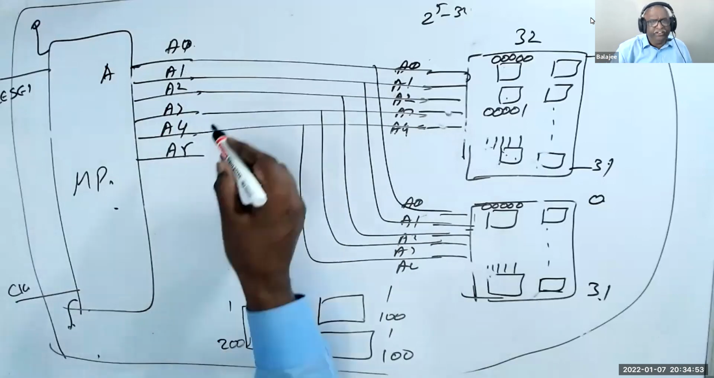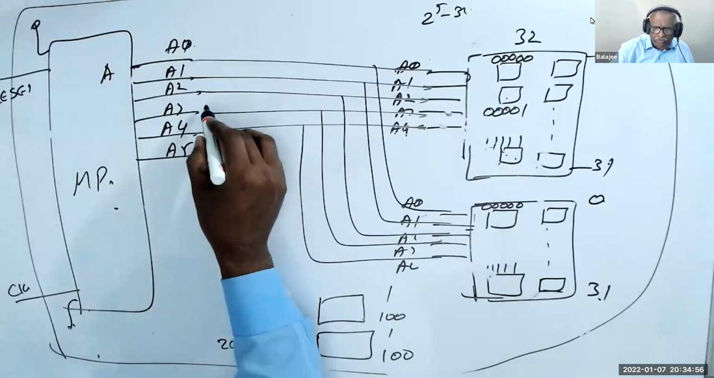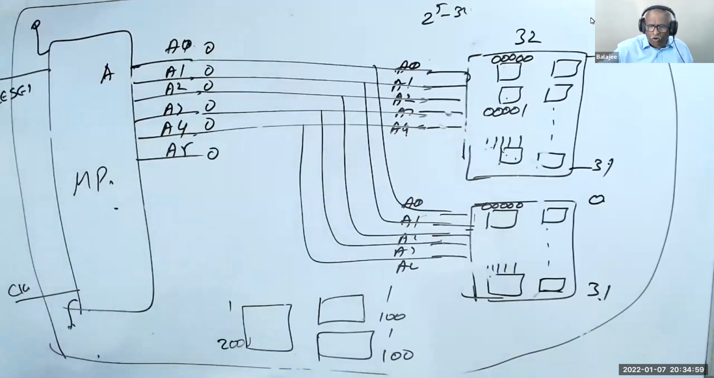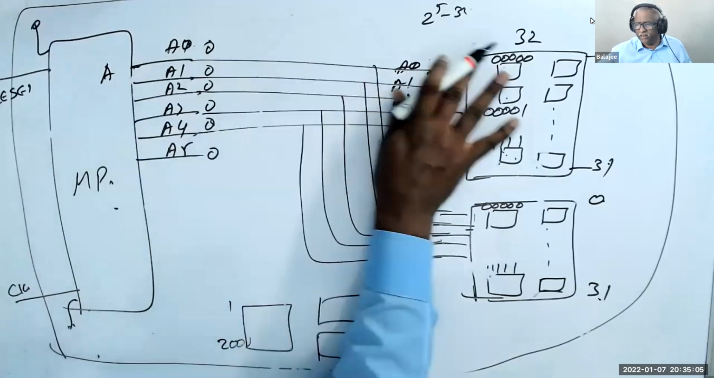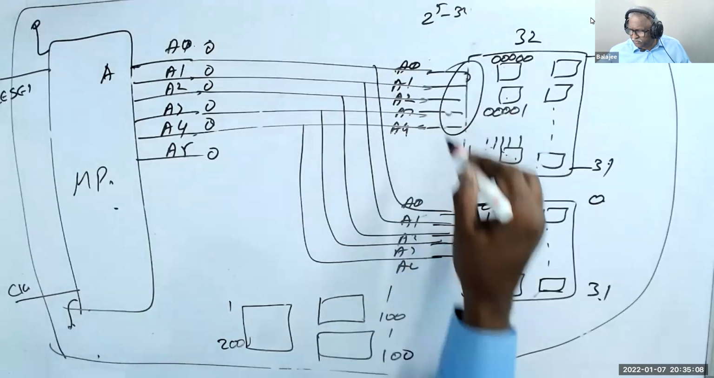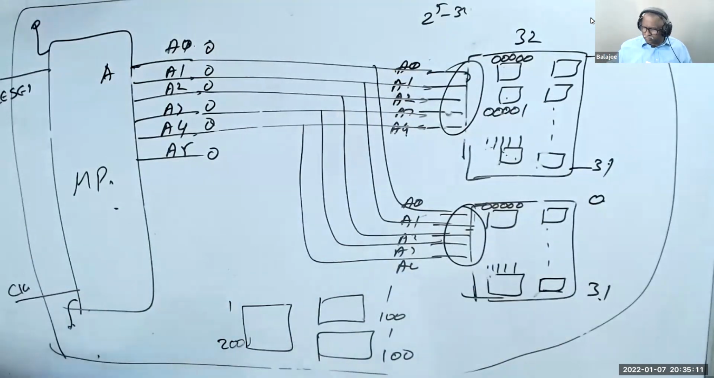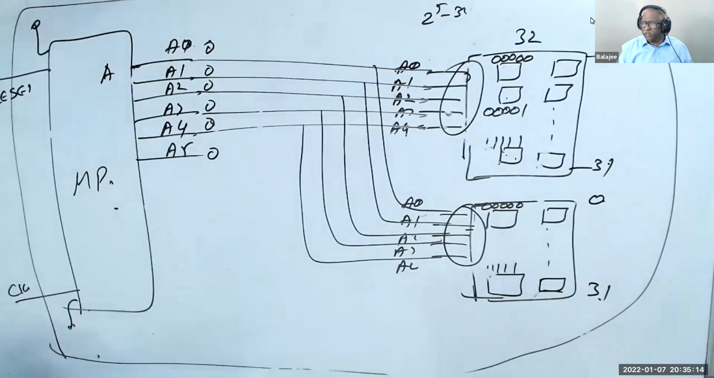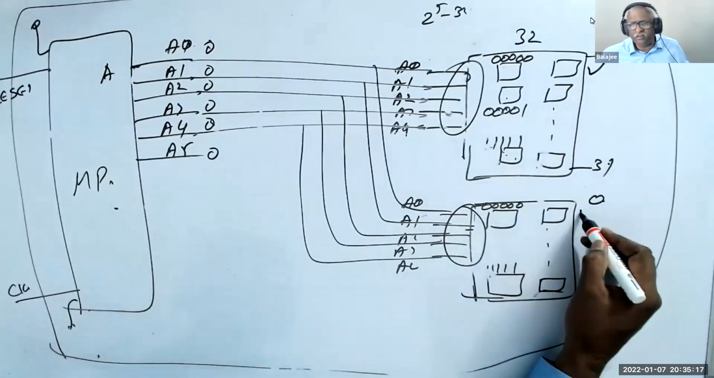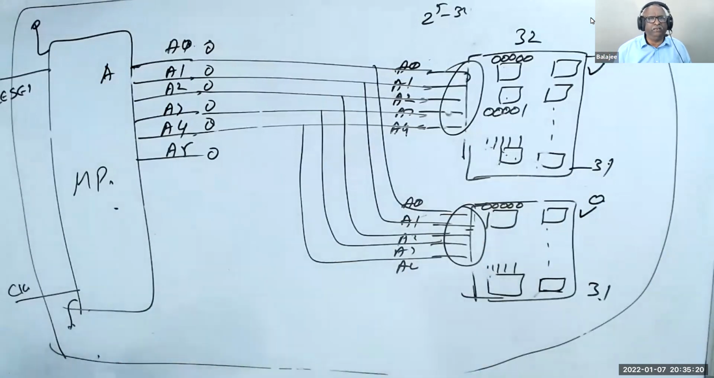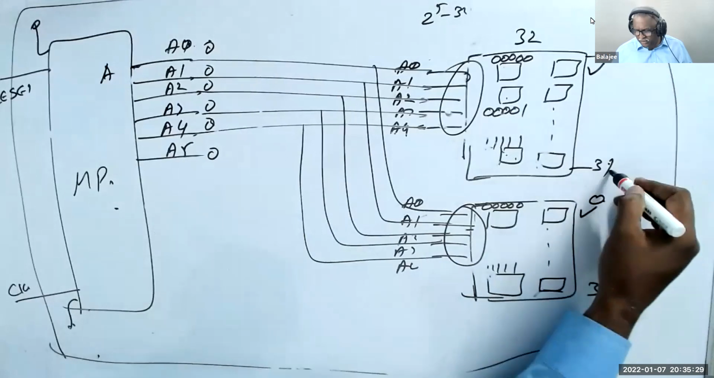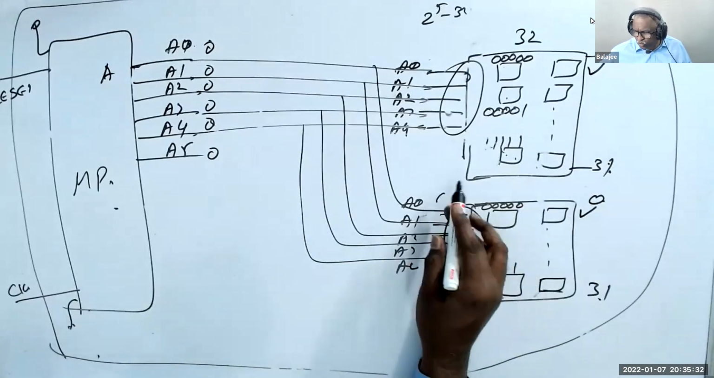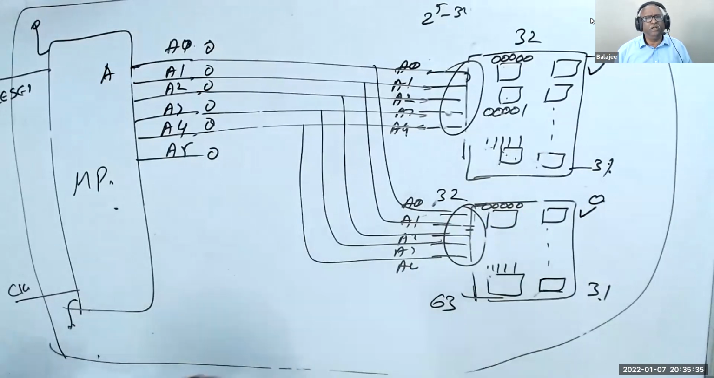So if we give the address 0, 0, 0, 0, 0, 0, since A5 is not connected, these are connected. So the 0 goes here, to this guy as well as this guy. So what happened? Because of that, the first one is selected in both places, and both are going to give out data, which you don't want. You don't want this guy and this guy together. How do I select? This 0 is the top one because this is 0 to 31, and this one is going to be 32 to 63.